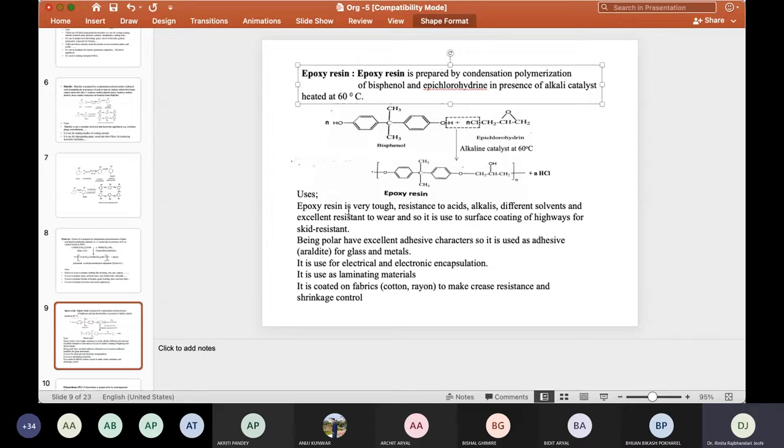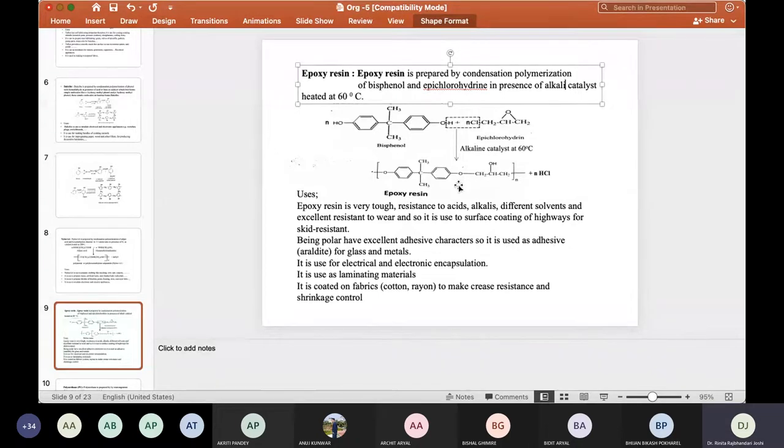Okay, so the main point about this reaction is the main property and the uses. Most of all, it is used for surfacing the highways to make them skid resistant, because it is very tough, resistant to acid, alkalis, different solvents, even resistant to wear and high temperature. So it is used for surfacing the highways to make them skid resistant.